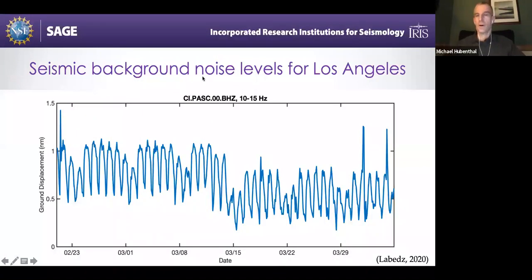This is from a former student of mine who is at Caltech currently. And this is taking a look at seismic background noise levels for Los Angeles. So I'd ask us to examine this plot. Some of us might not be used to looking at this sort of data, so let's take a look at the X and Y axes. On the left-hand side of the plot, on the Y-axis, we have ground displacement, and we're measuring this in nanometers. And on the X-axis, we have time going from right to left.